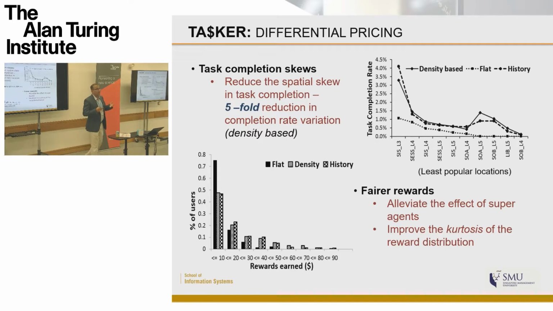And so we found out that the simplest and most effective mechanism, so we compared a whole bunch of theoretical mechanisms, is just to price inversely proportional to the population density of that place. And that reduced the skew and improved the fairness of the distribution by a 5-fold factor, in terms of reducing the variations among the different completion rates across the campus.